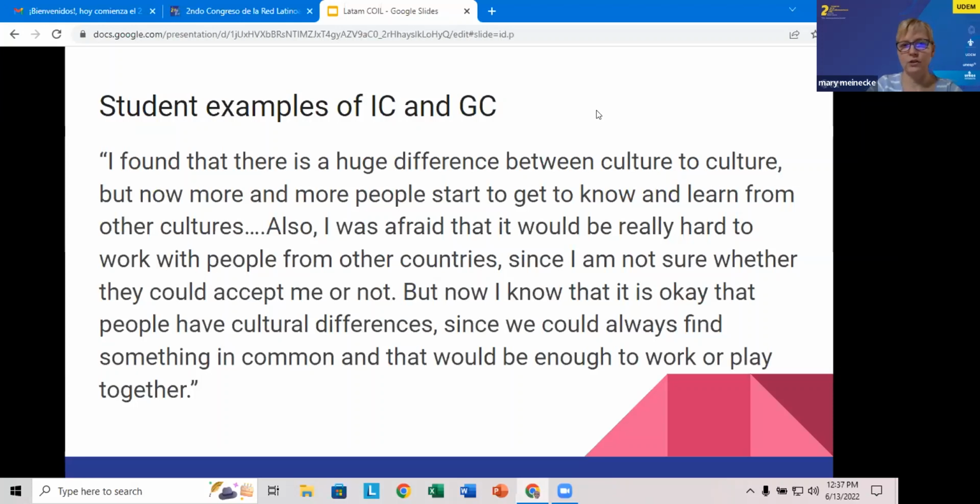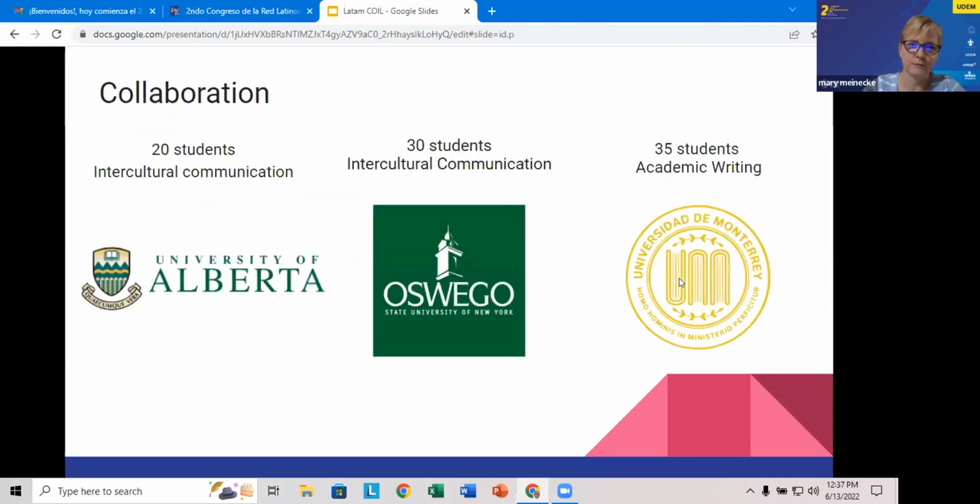And this shows their intercultural competence and their global citizenship. There's always something, whether it's food, music, a common idea, they always found something in common. Just a quick reminder, we had approximately 80 students, and now I'd like to share with you some of the quantitative data.